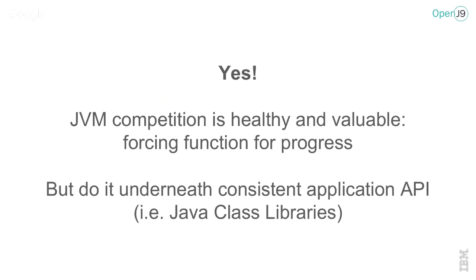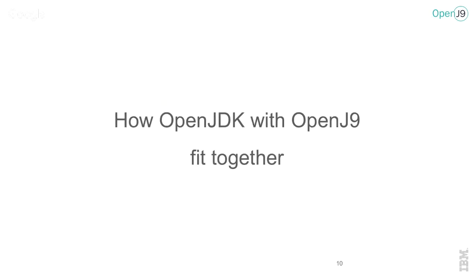But as an end user, what you really want is all of that under a consistent application API layer, i.e. the Java class libraries, right? You really want to be able to take any JVM and run your application on it and get the same good performance. And so that's what we've been doing. We've taken our JVM, which we've worked very hard over many years, open sourced it at OpenJ9, and then we combine it with OpenJDK. So there's a bunch of work that needs to go into making that happen.